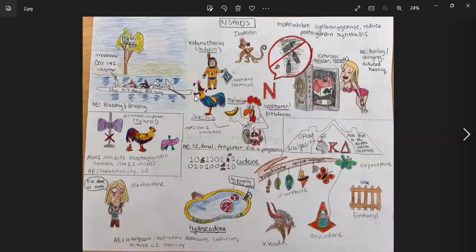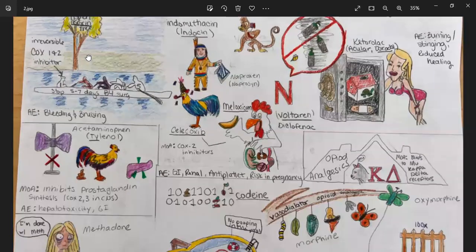We're going to get started with NSAIDs. NSAIDs are all these top pictures here, and unfortunately, a lot of these we've already covered before, so I have a lot of different ways to remember them, and they're not really a cohesive picture. But we'll start over here with aspirin.